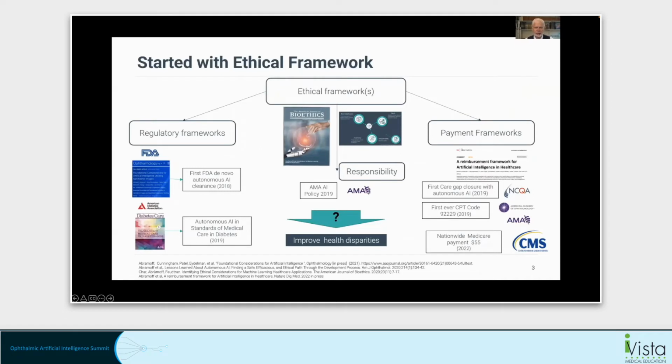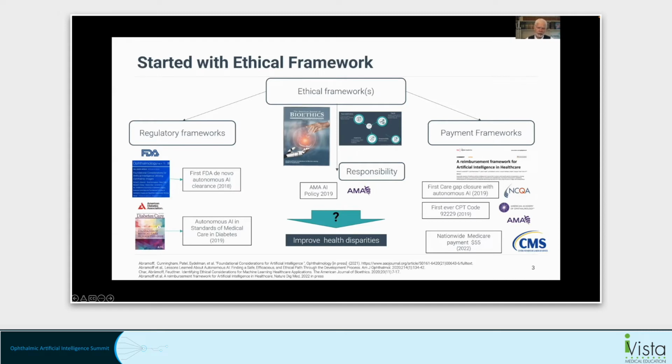This all started with an ethical framework. And so rather than explaining it in my usual way, we started with an ethical framework, which was published and widely discussed, that led to things like how do we solve for liability, and led to the American Medical Association AI policy in 2019. On the left, you see how from this ethical framework, we have been creating regulatory frameworks, at least considerations. We'll talk about the paper next. It also led to inclusion in the Standards of Medical Care in Diabetes from the American Diabetes Association, a patient organization. So that's an important achievement for getting this to patients and hopefully improving health disparities, which was the goal: improve outcomes and health disparities.